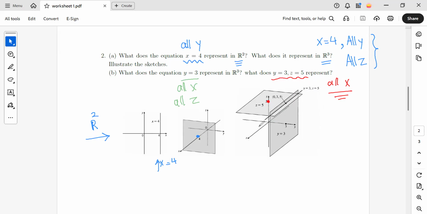And the line that is here, you see here, is the intersection of these two planes. So if the question was, what is the intersection of these two planes? You would say y equals 3 and z equals 5. Okay, next one.